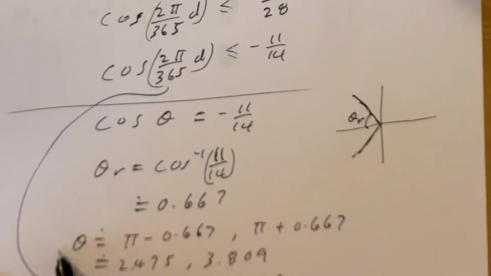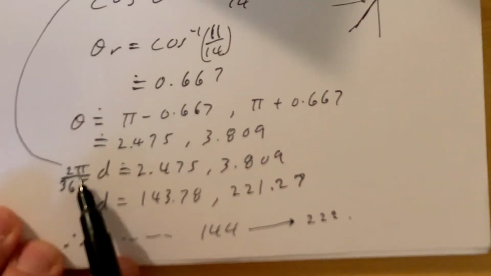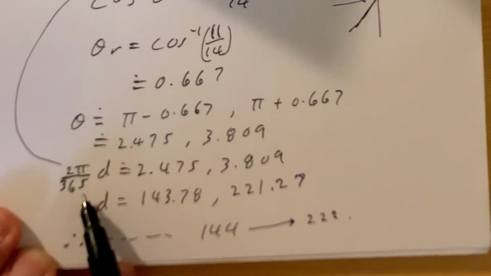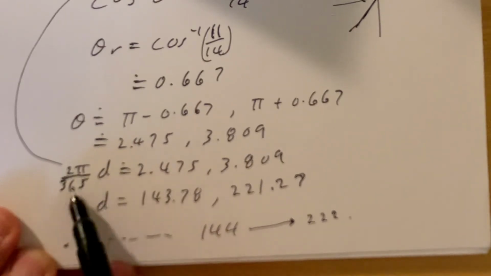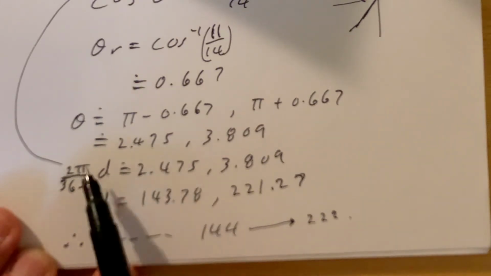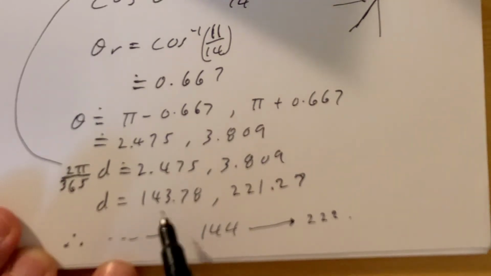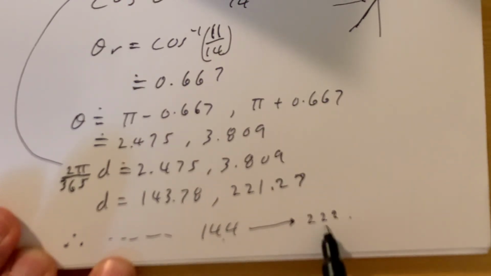Now we can replace theta with 2 pi over 365 times d. Now we can bring this over and divide this out. So divide this by 2 pi over 365 and this by 2 pi over 365. And we end up with these numbers here. So at day 144 and day 222, between there, we're going to throw on the air conditioners.